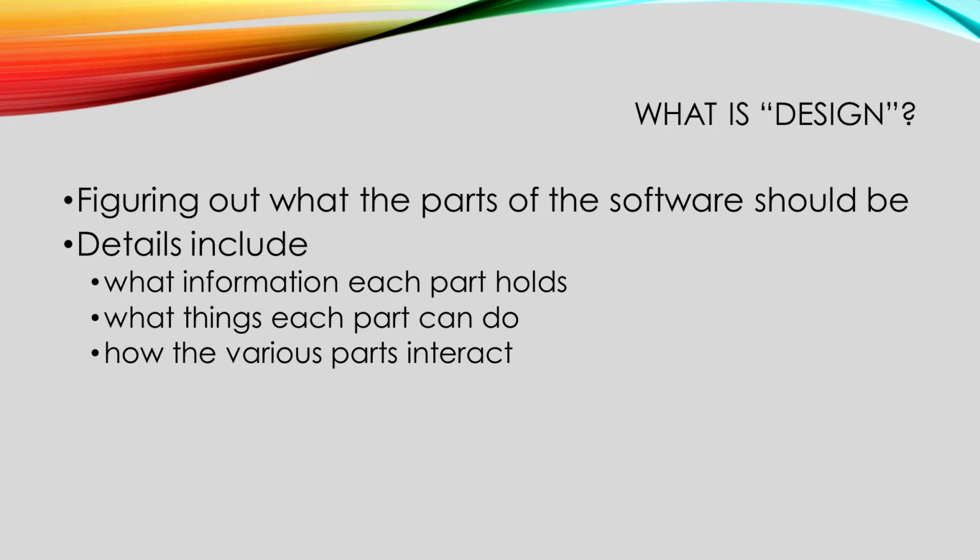In software engineering, we have the same kinds of issues. Of course, we're concerned with what the software looks like to the user. But when we talk about design, we're talking about the internal structure of the software. So for us, designing software means figuring out what the parts of the software should be. For each part, we need to know what information it holds and what things it can do, and how the parts interact with each other to provide the functionality that we need.